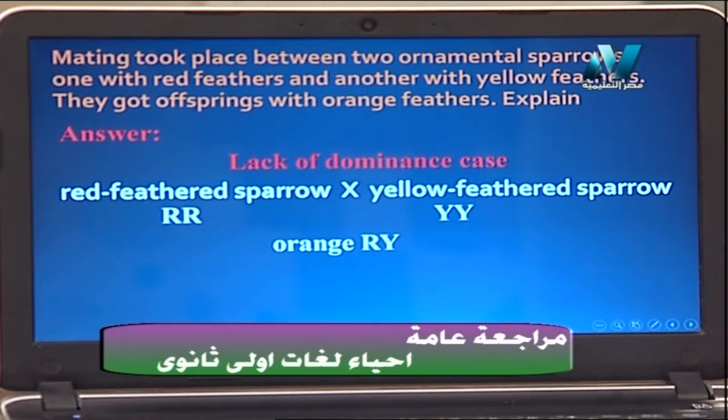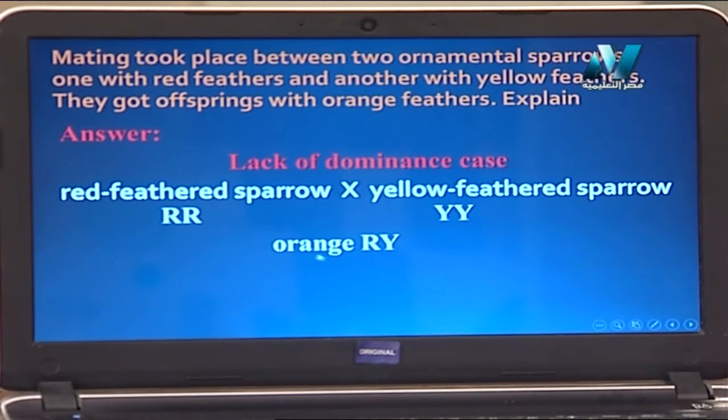Red feathered sparrow with yellow feathered sparrow, R capital with Y capital, and their offspring will be R capital, Y capital. In this case, we know that in lack of dominance, no gene dominates over the other, and the presence of the 2 genes in the same individual produces a new or third phenotype.